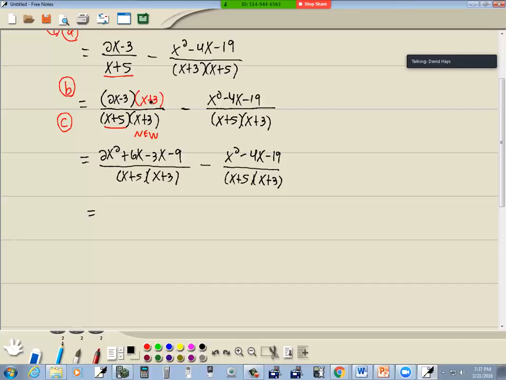Two x squared, 6x minus 3x minus 9. Okay. Then combine together like terms. 6x minus 3x is 3x. And our denominator stays as is. You notice I'm not multiplying the denominators together. I don't actually want to do that. We'll talk more about why in a minute.